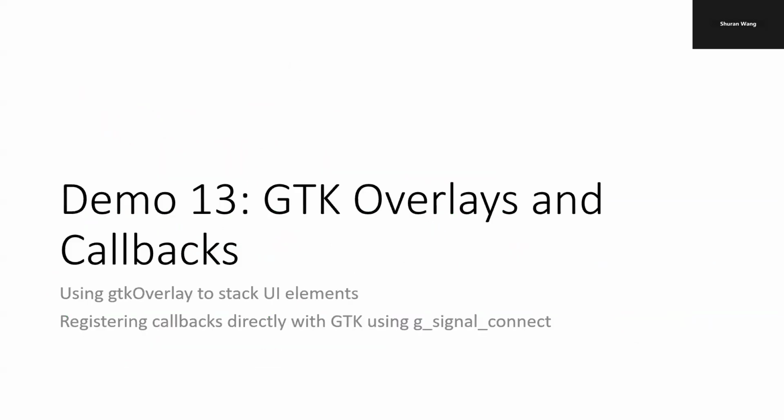Okay, in the next demo, I'll be showing how to use GTK overlays. And this is what you just asked: how can we stack UI elements together? In this case, we are going to register callback functions directly with GTK using g_signal_connect so that we don't have to add another button to access whatever's inside the text box. Inside the text box, when we hit enter, it will directly enter the callback function. And I'll show you how.